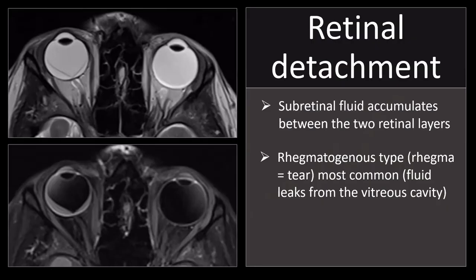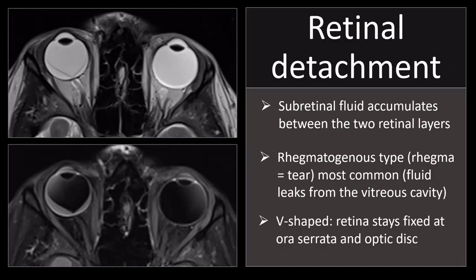These we call the rhegmatogenous type of retinal detachment. And fluid then leaks from the vitreous body underneath the retinal layers. And finally, it is V-shaped, as said, because the retina stays fixed at the level of the ora serrata over here and at the level of the optic disc over here.